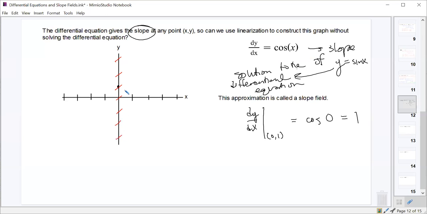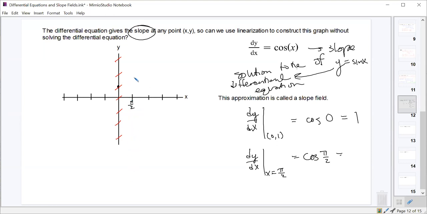Does your slope of 1 need to be perfect? No. It just needs to be pretty much 1. I hope you'd agree that those all look like they're about a slope of 1. Okay. Cool. Well, let's say this next value here is pi over 2. And what is the value of dy/dx when x is pi over 2? It should be 0, the cosine of pi over 2, no matter what y is, right?